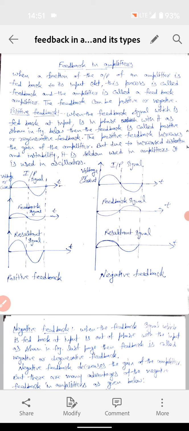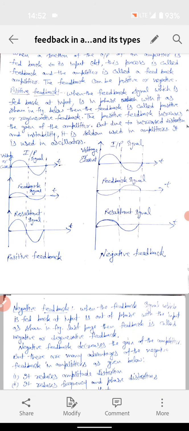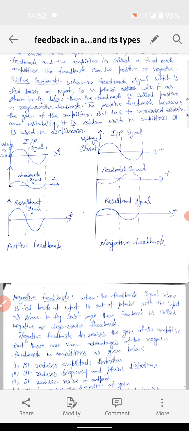This feedback to the amplifier can be positive or negative, and we'll discuss what we mean by positive and negative feedback. Positive feedback means that the feedback signal fed back to the input, that fraction of the output, is in phase with its input. If the fraction of the output which is fed back to the input is in the same phase as the input, then that feedback is called positive feedback or regenerative feedback.